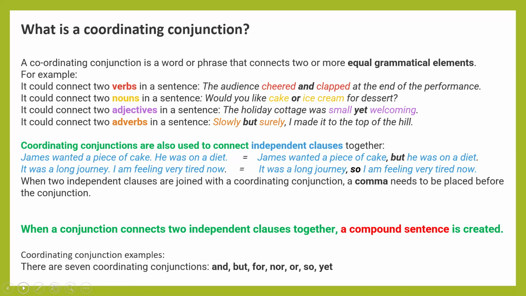So coordinative conjunctions are also used to connect independent clauses together. James wanted a piece of cake. He was on a diet. So we have to connect these two independent clauses, and we have connected them with the help of but. James wanted a piece of cake, then we use a comma, but he was on a diet. So but is a coordinative conjunction.